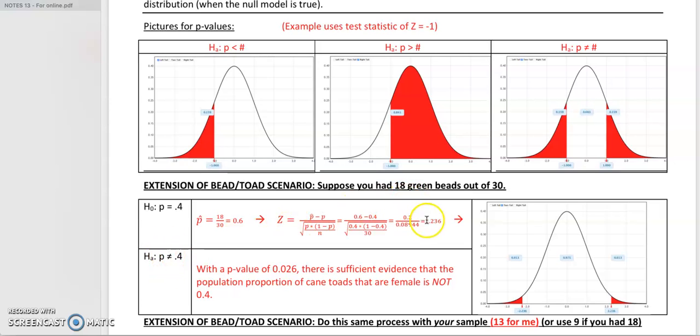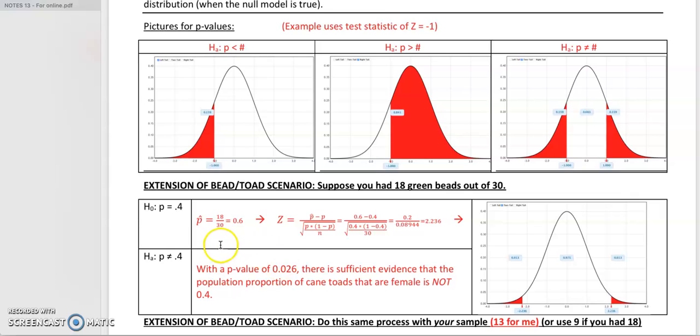I put my 2.236 down here. I put a negative version of that over here, and this side has an area of 0.013. This side also has an area of 0.013, which tells me that my p-value is those two things added together. So I'm going to get a p-value of 0.026.